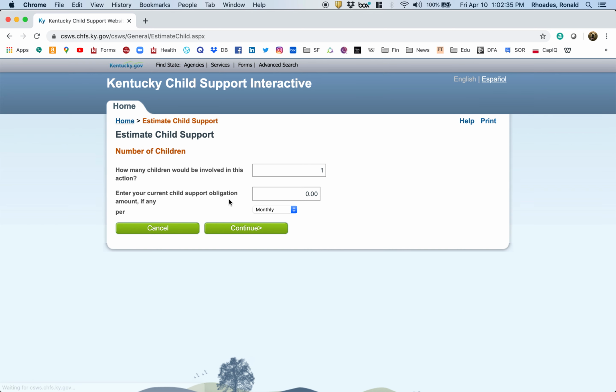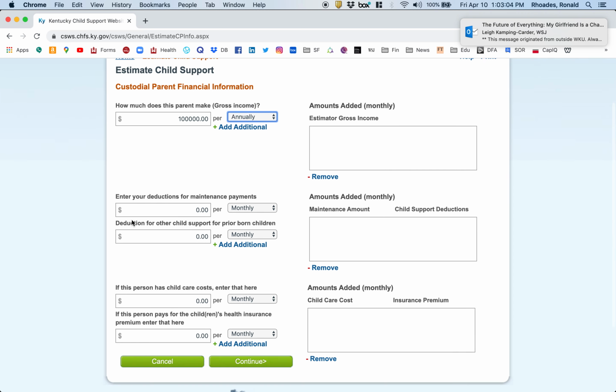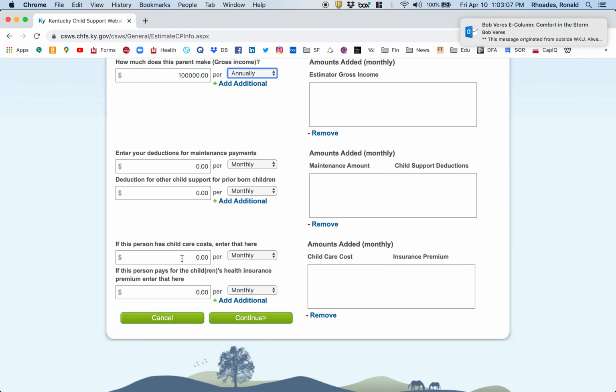So here we go to the Kentucky Child Support Interactive Estimator. This one child. There's no current child support obligation for another child. So we'll continue this. How much does one child make? We'll say that the custodial parent, we'll say this is Mary, is going to be the custodial parent, and she makes $100,000 a year. Okay? And she doesn't have any other child support or maintenance. If she has child care costs, we'll say that she has $5,000 of child care cost for after school. All right. Now, we'll go to the non-custodial parent.